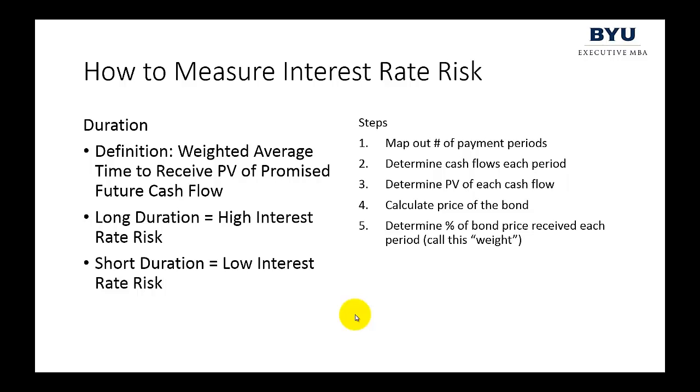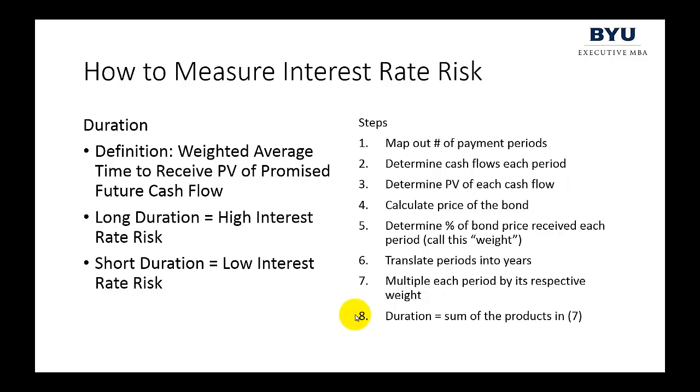Fifth step, determine the percentage of the bond price that is received each period, and we're going to call this the weight, and I'll show you this in just a second. Step number 6, take those periods that you mapped out in step 1 and translate them into years. Step 7, multiply each year by its respective weight. The last step is to sum all of the products that you calculated in step 7. It looks like a lot, but it's really not. So let me show this to you.